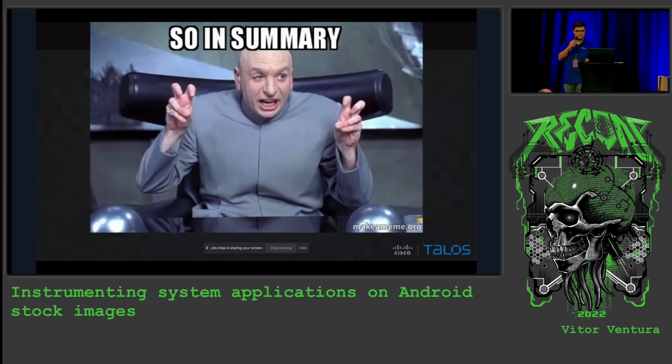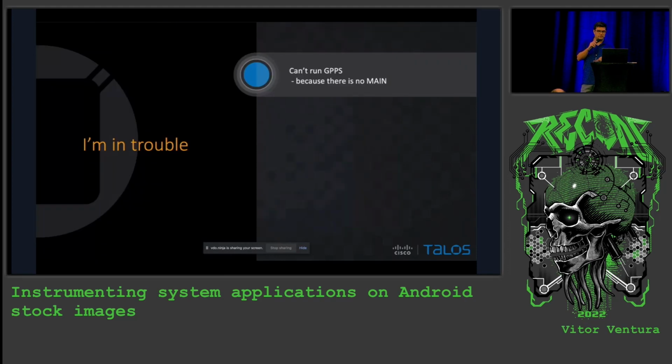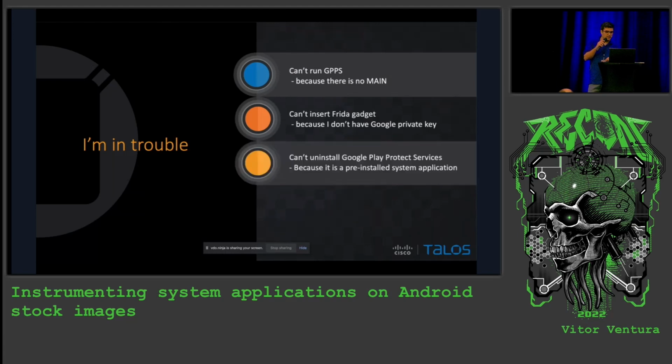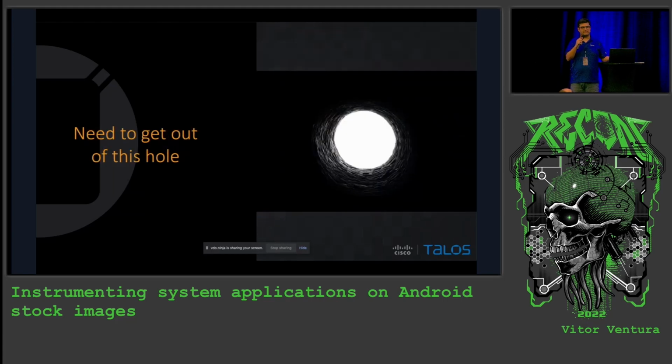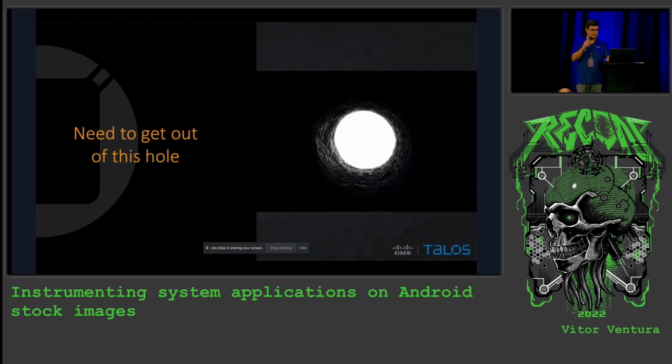So, just in summary, I cannot run Google Play Protect services because I don't have a main. I cannot insert the Frida gadget because I don't have the private key to re-sign my package. I cannot uninstall it because it's pre-installed. So in summary, I'm kind of stuck at this point. I'm in a hole that I cannot get out of. My only option is to find a way to uninstall the pre-installed version. If I can do that, I can probably solve my problem.